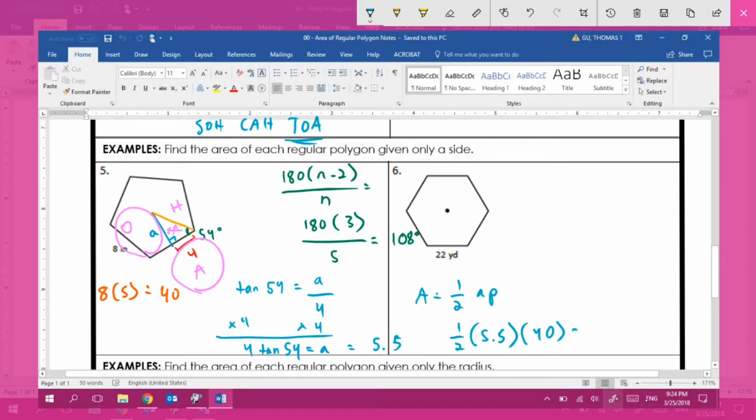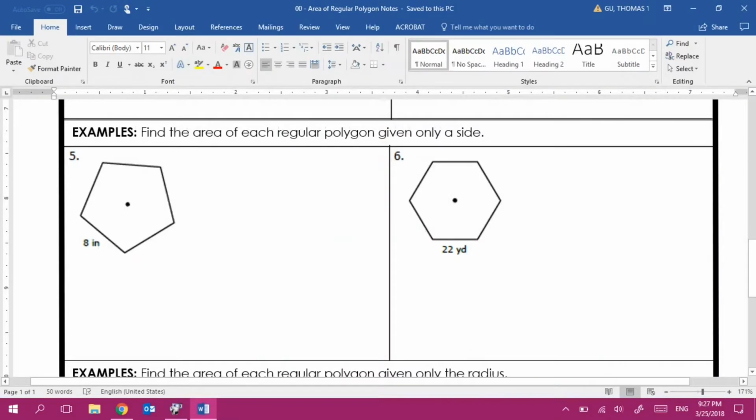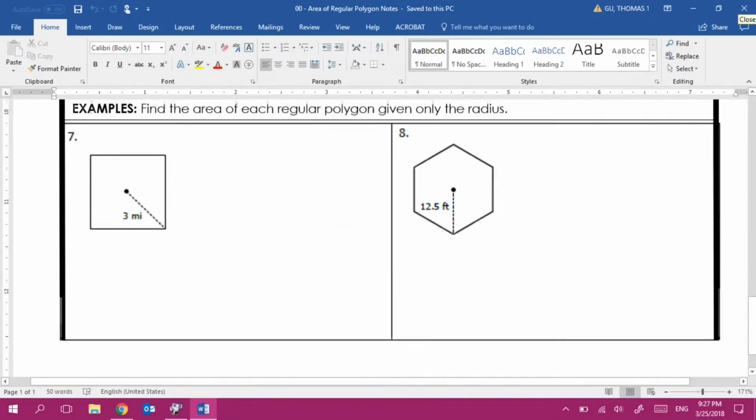And that's going to equal 110. And my units here are inches squared. So my answer is 110 inches squared. This pentagon has an area of 110 inches squared. On to the last example.